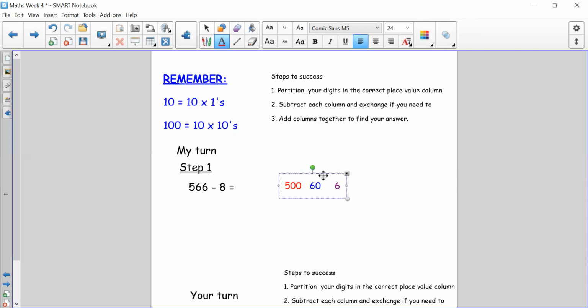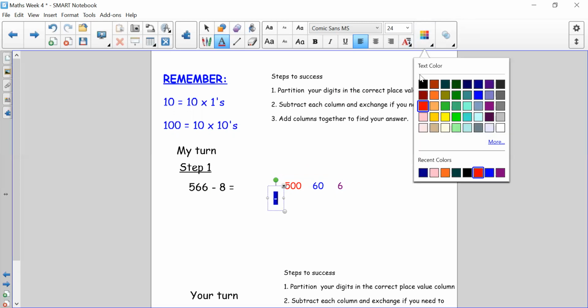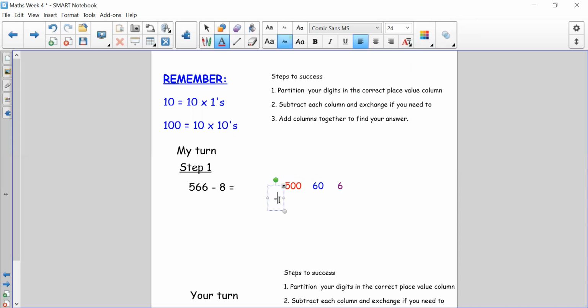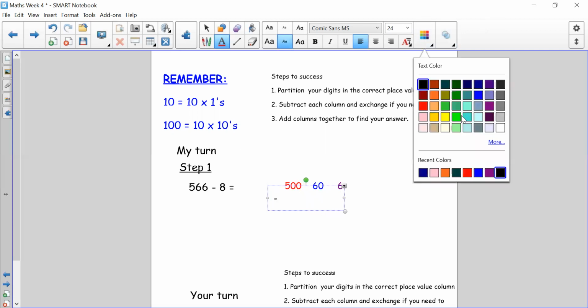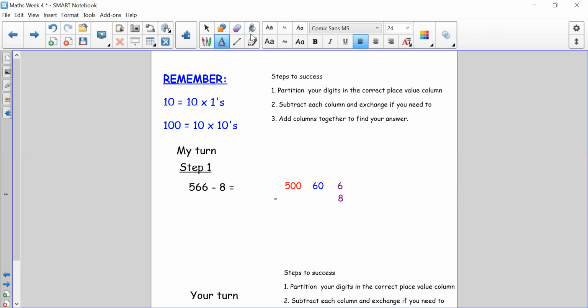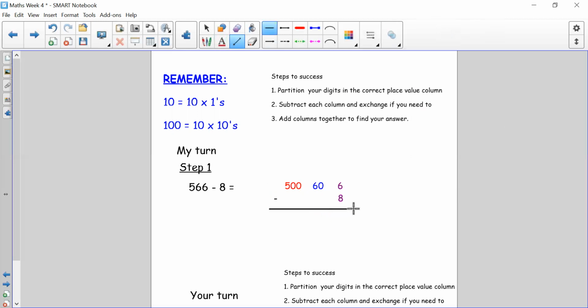Okay, now what am I subtracting? I am subtracting 8. I'm going to go here to my next line. I'm going to take away, making sure that's the correct color. Take away, and I'm taking away 8. So 8 is a ones digit, so 8 needs to be in the ones column. This is very, very important, making sure you keep your digits in the correct place value. Let's draw a line so we know that that is the end of our partitioning.